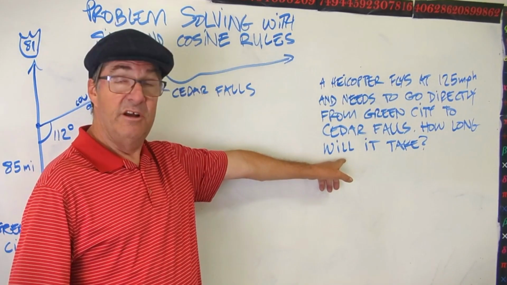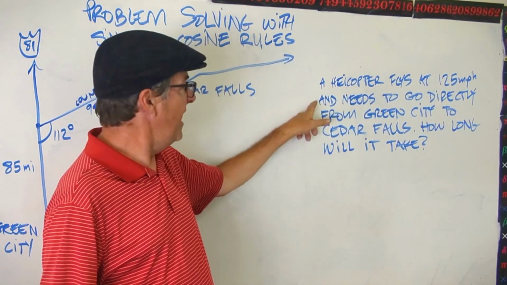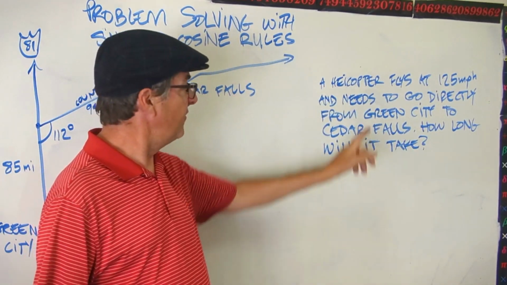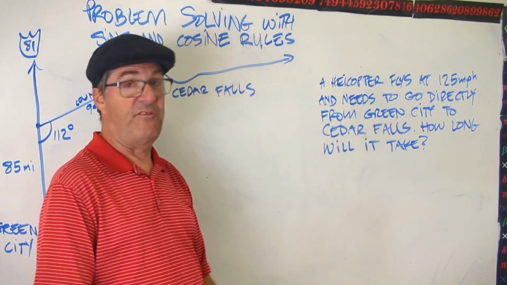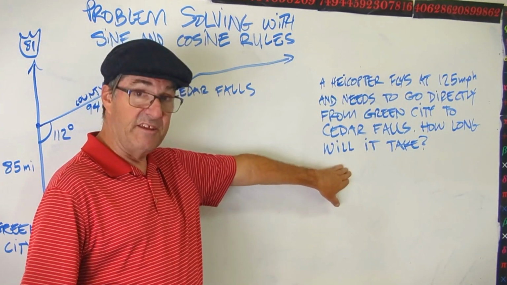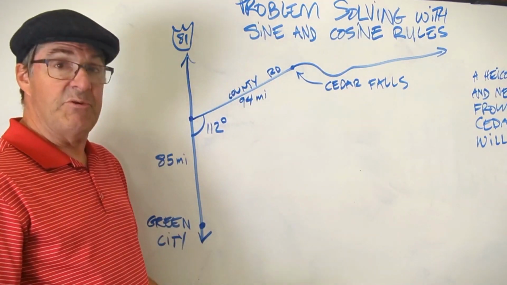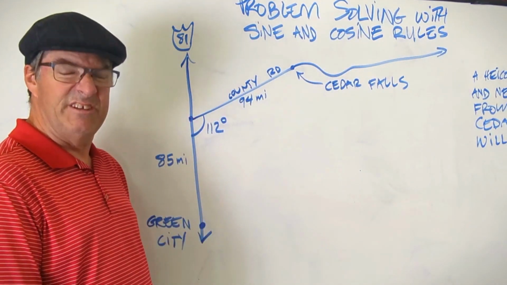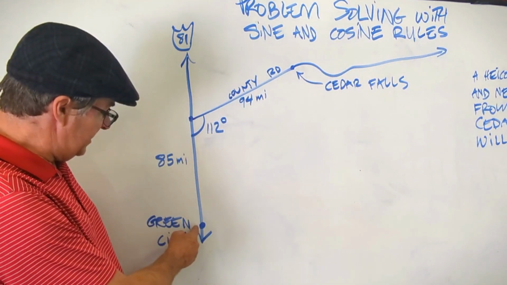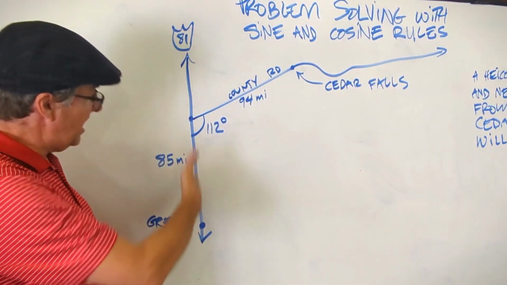A helicopter flies at 125 miles an hour, so pretty fast, and it needs to go directly from Green City to Cedar Falls. How long will it take? Now, a word problem like this is going to be accompanied with a diagram like this one. Basically, you have a map view. We're looking down. This is like a map. And here's Green City, and here's Cedar City.